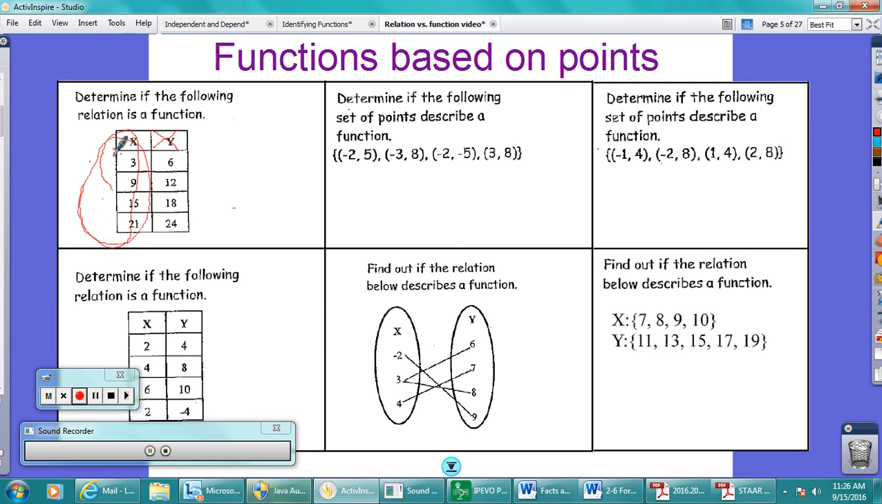Are any of those numbers repeating? I have 3, 9, 15, and 21. No, they are not repeating. So yes, this is a function. See how easy that is?